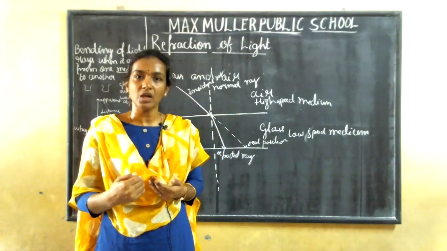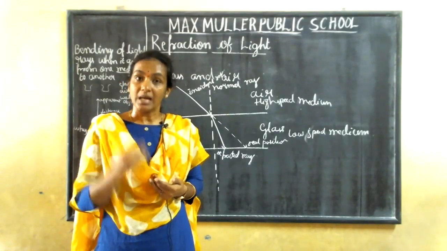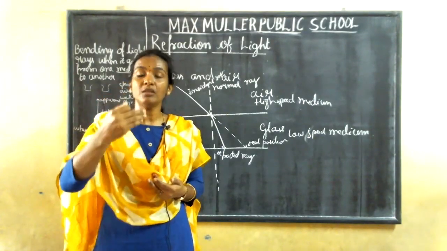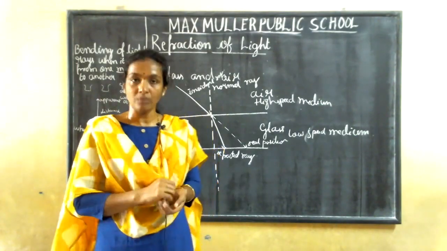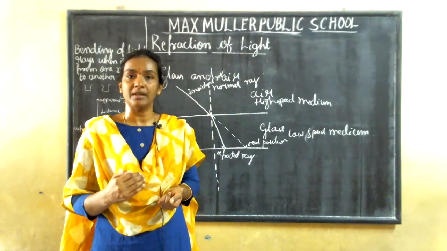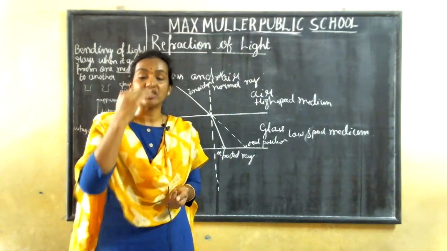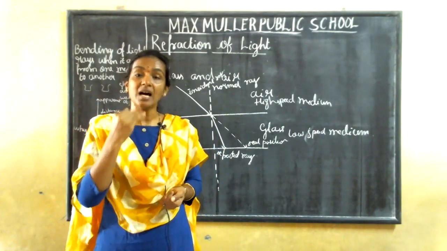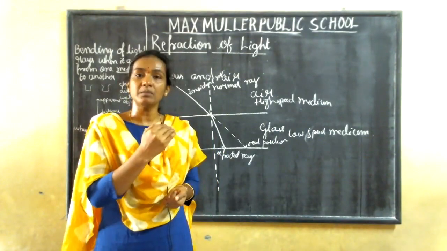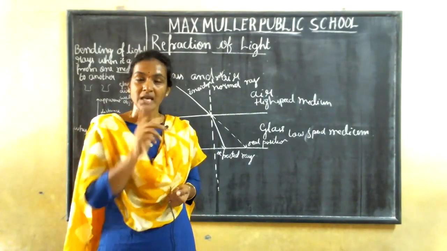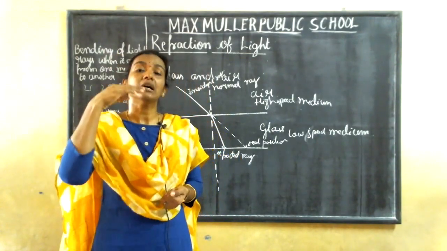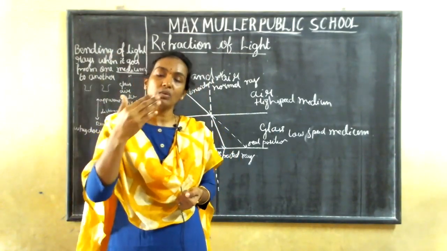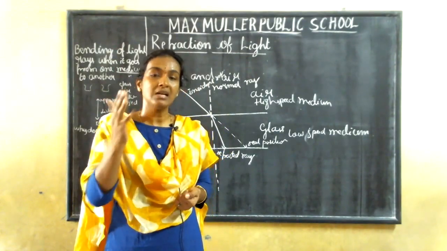Clear this point? When the light rays are coming from rare medium to dense medium. Rare medium means high speed. Dense medium means low speed. In physics, you are not going to use the words high speed and low speed. You have to use the words rare medium and dense medium.